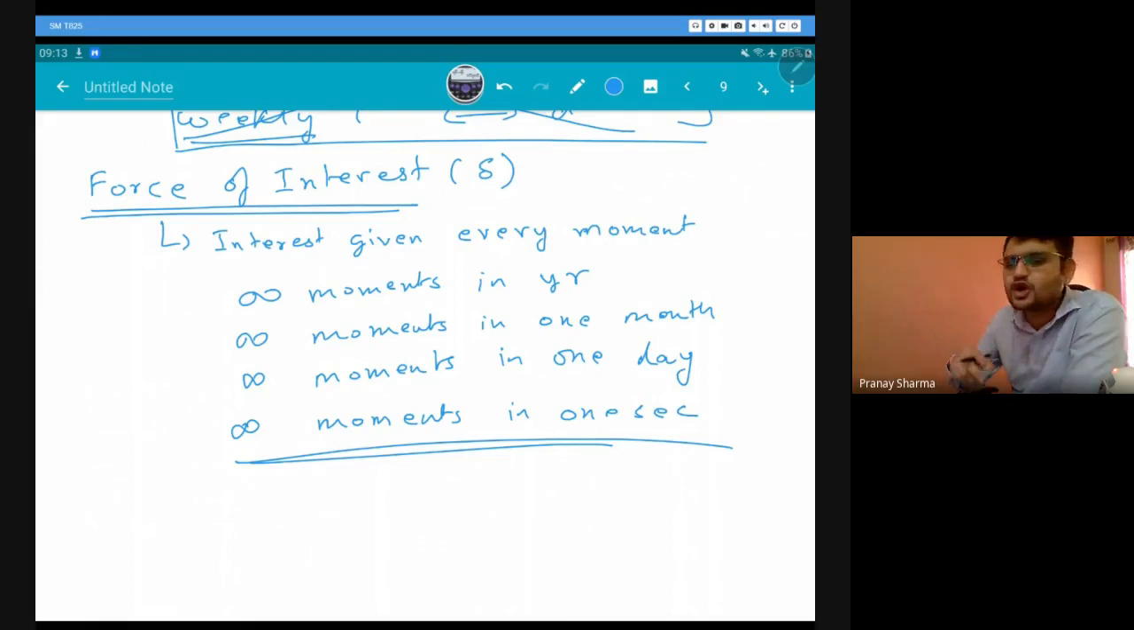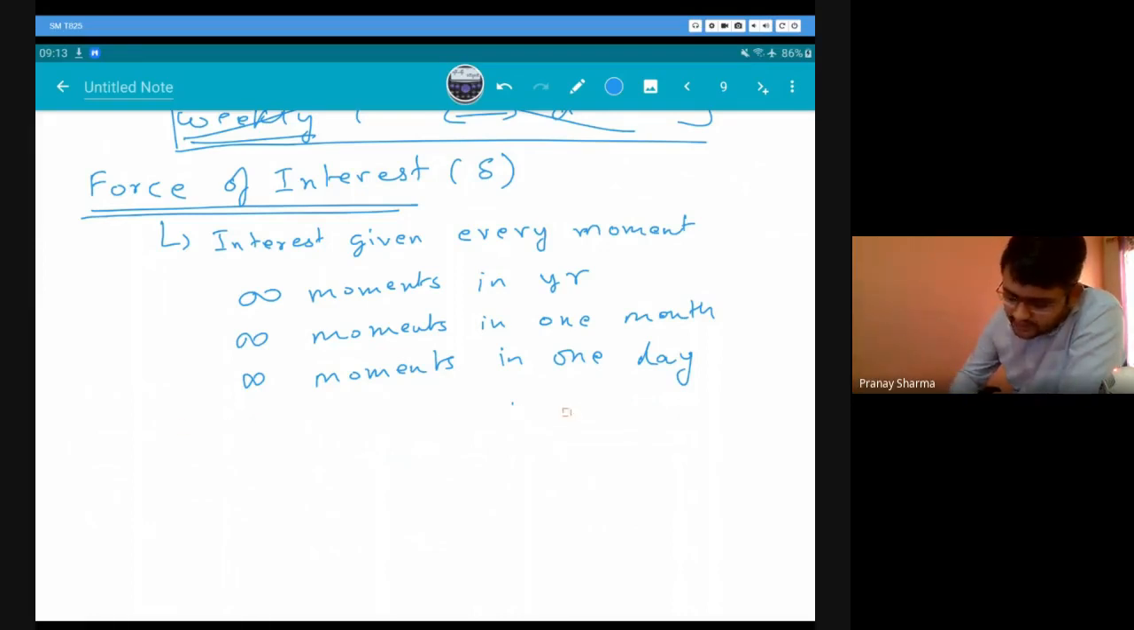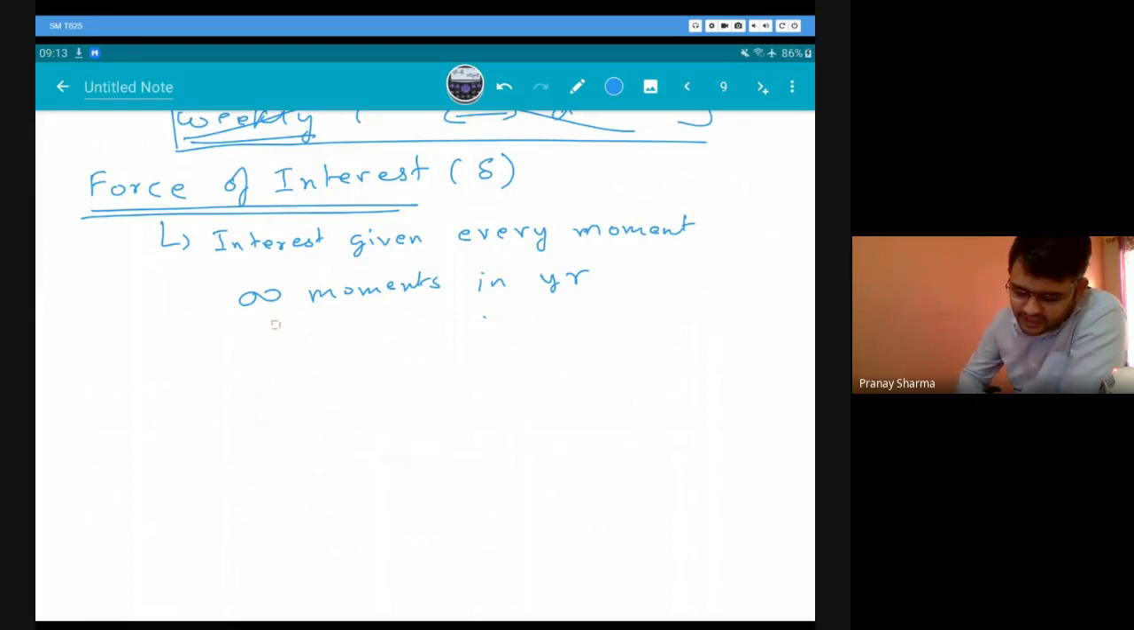It's a concept. It is not in actuality a physical quantity, because we cannot measure such a small quantity. Even if you take a millisecond, you will have infinite moments in 1 millisecond. Even if you take a microsecond, that would be 10 raised to minus 6 of a second, you will have infinite moments in that. So between any two time points, you will have infinite moments. That is again a conceptual thing. Physically, I cannot pay you every single moment, but conceptually we can.